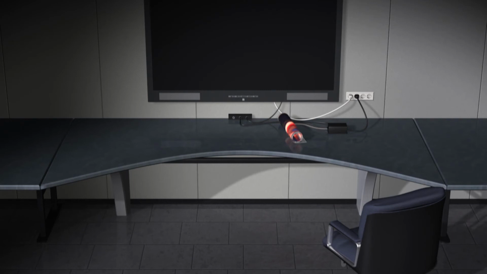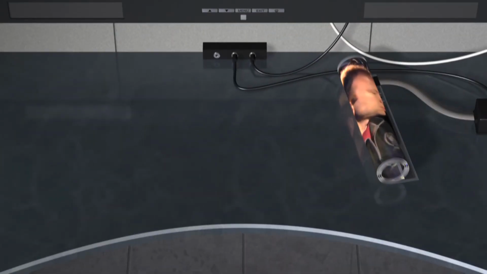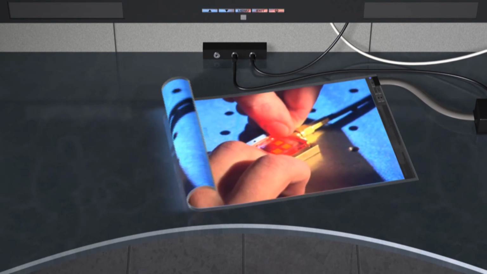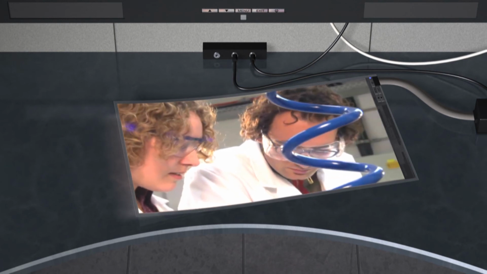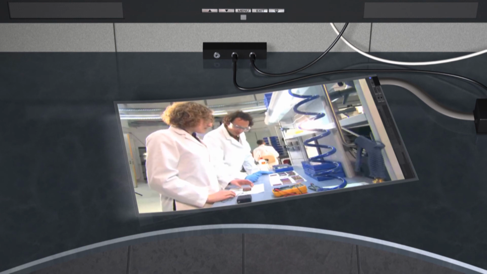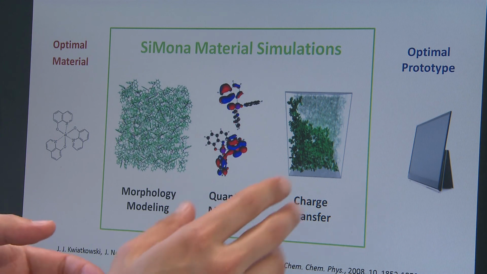Displays of the future can be manufactured on moldable carrier materials. The result are flexible screens which can be rolled. If this technology is to be cost-efficient, materials must be optimized virtually prior to production. This is where simulation software such as SiMona plays a key role.